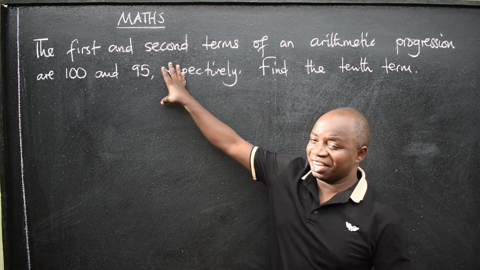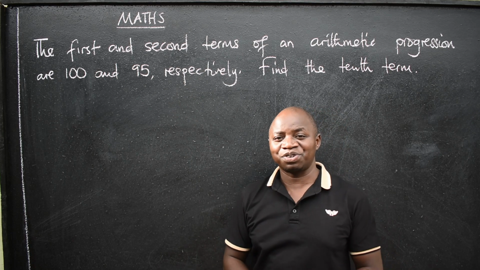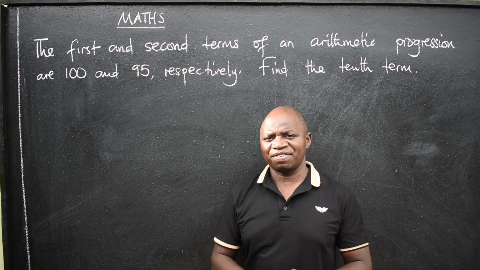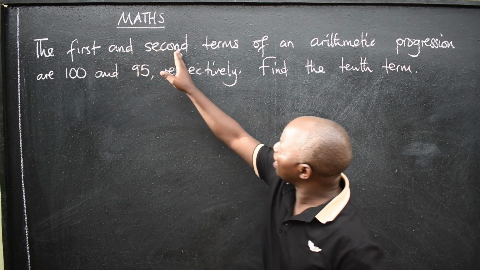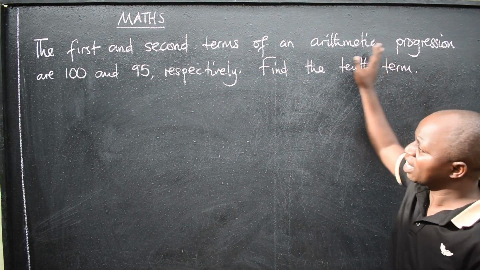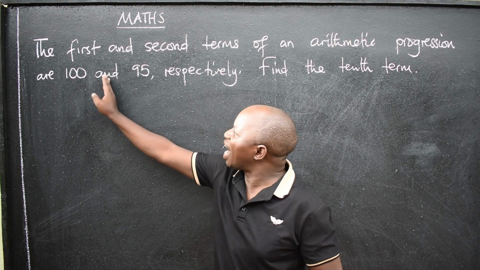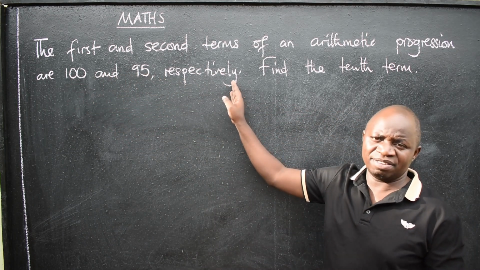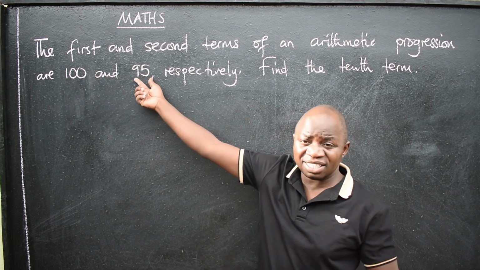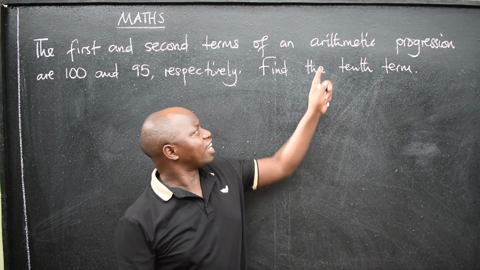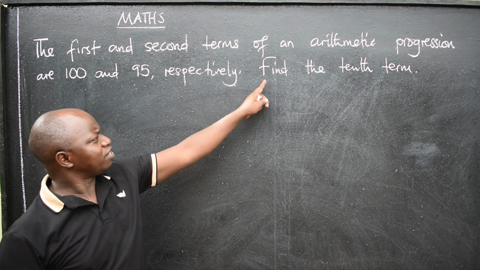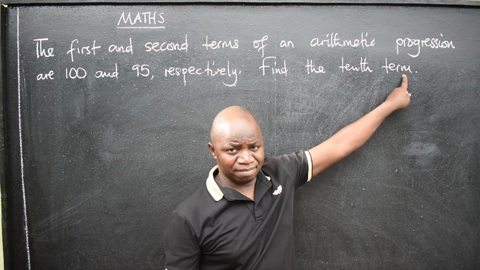We have a question here that we need to solve. This is mathematics. The question reads, the first and second terms of an arithmetic progression are 100 and 95 respectively. So this is the first term, this is the second term of an arithmetic progression. The question now says find the 10th term.